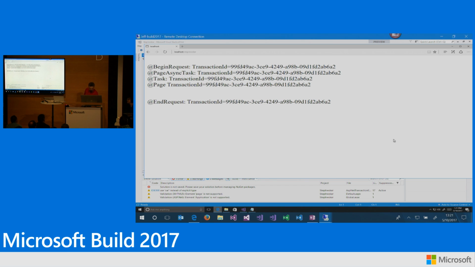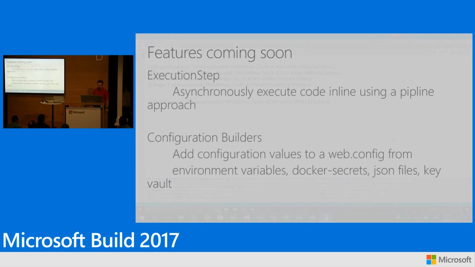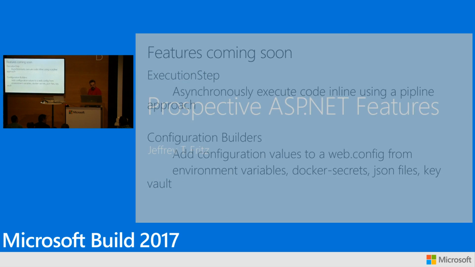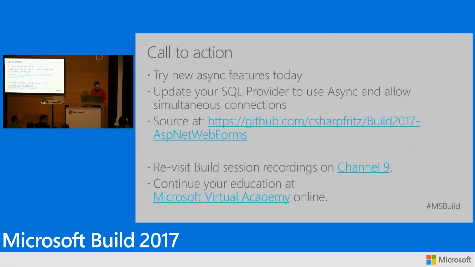All right, let me go back to the PowerPoint. So that was that demo. My call to action, let me just wrap up. Try these new async features today. You can get them for ASP.NET 4.6.2, for ASP.NET 4.7. Try updating your SQL provider. Try using async and allow these simultaneous connections.